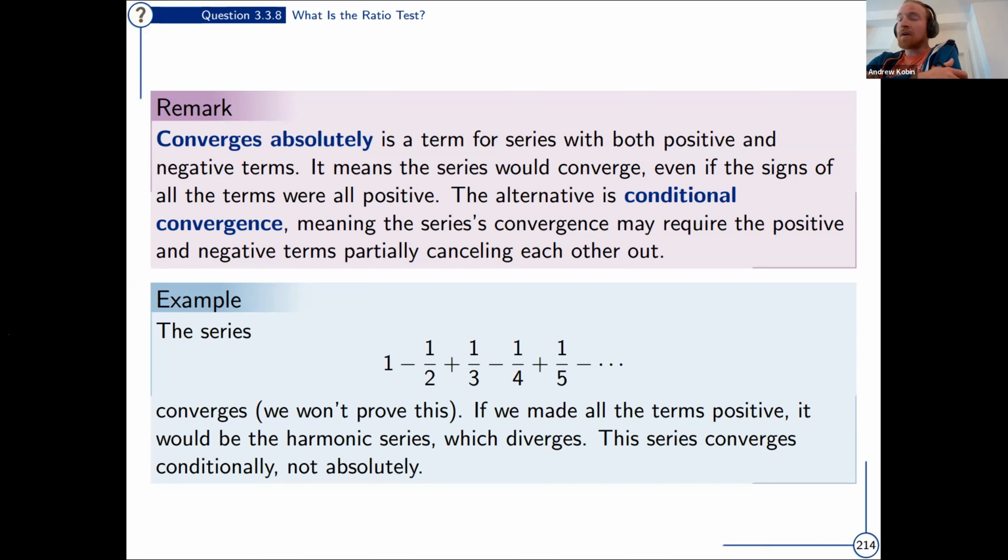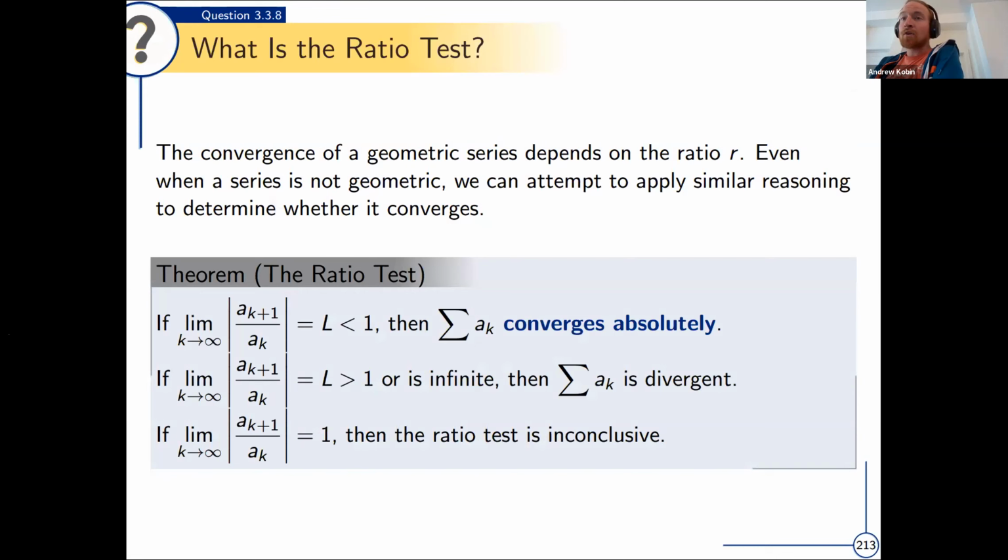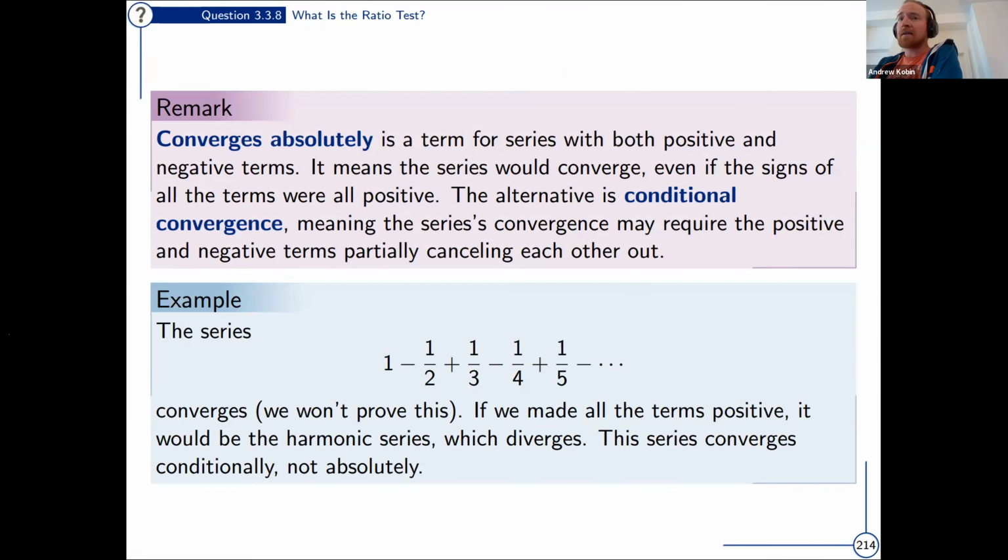All geometric series either diverge or converge absolutely because of the conditions on R involved. And anything for which we use the ratio test will converge absolutely or diverge, or the ratio test won't tell us anything in that case.